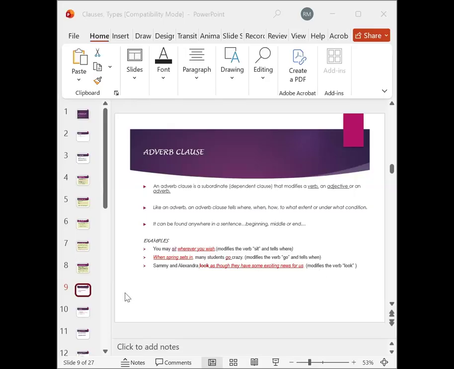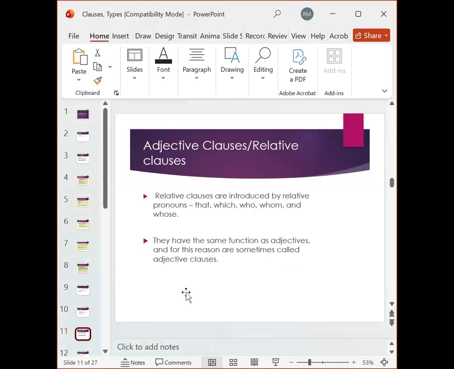Now, we have seen adverb clauses. So we'll quickly move to what we call the adjective clauses or relative clauses. Adjective clauses or relative clauses. So the key function of the adjective clause is that they modify nouns. And we use relative pronouns like that, which, who, whom, and whose.